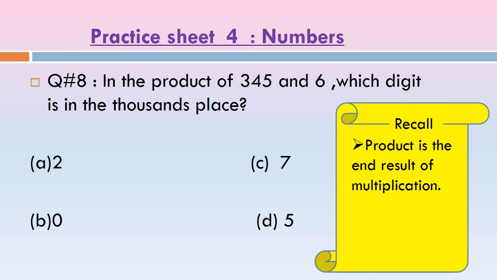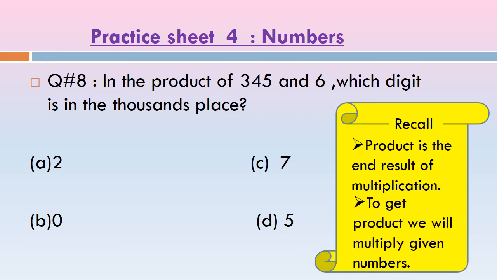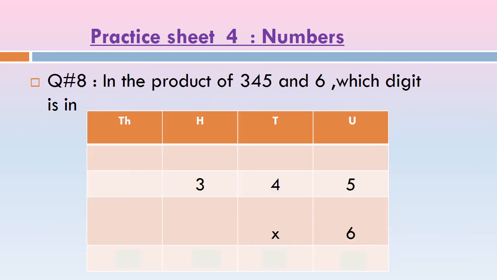Question number 8 is, in the product of 345 and 6, which digit is in the thousands place? If we take the product of these two numbers, which number will come at the thousands place? For that we first have to multiply them. To get product, we will multiply the given numbers. So by multiplying 345 by 6, firstly we will multiply 6 by 5.